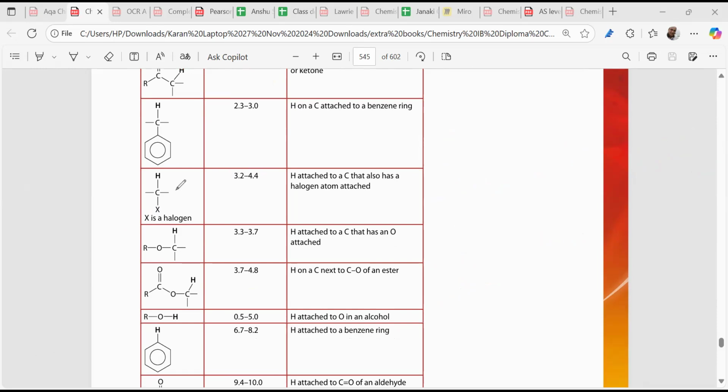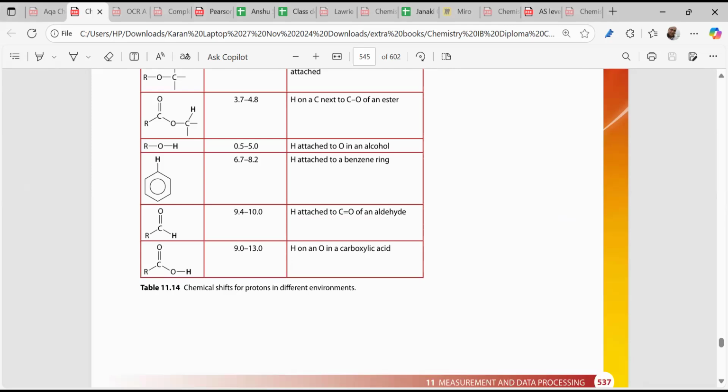Now, this part you memorize. If you have an aldehyde, see, this is a C double bond O, but the H is connected to the C double bond O. So this won't follow the 2.1 to 2.7. Is it clear? This hydrogen.